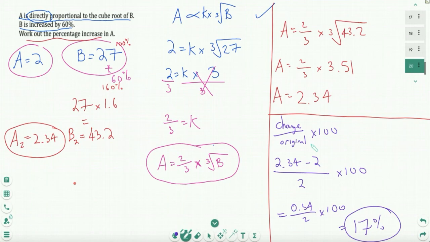So in this question here, we weren't actually given the phrase when a is 2, b is 27. We just made it up, okay? So I got my proportionality statement from the first sentence. I plugged in 2 and 27, found my equation. All right. Then b was increased by 60%. So I increased my b value by 60% by multiplying it by 1.6. So our new b value is 43.2. So I used my equation again, replaced b with 43.2. a was 2.34. Then I used my percentage change formula to find the percentage change, which was 17%.